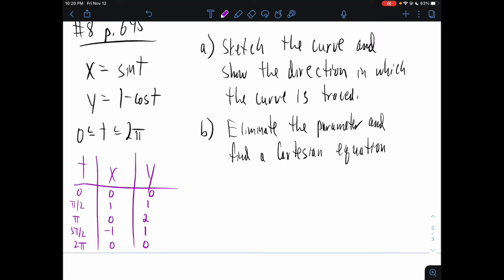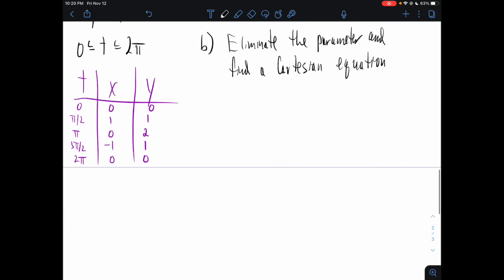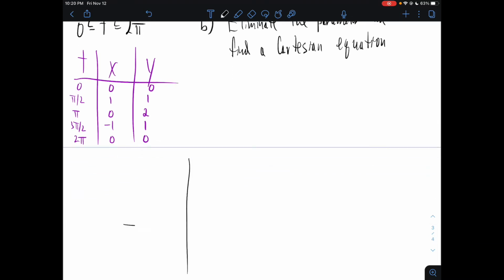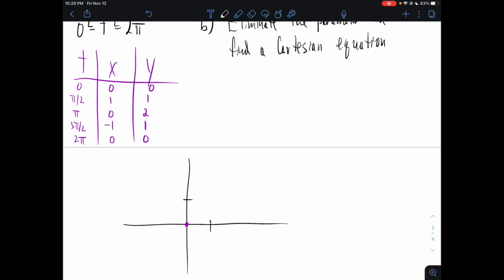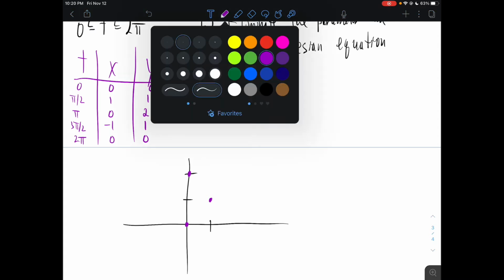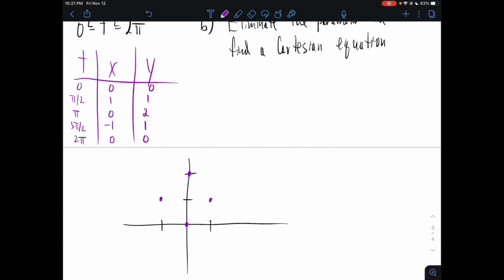So as far as what a sketch looks like, we start at the origin, then it goes to 1 comma 1, and then it goes to 0 comma 2, and then it goes to the coordinate negative 1 comma 1, and then it ends up back at 0, 0 again.